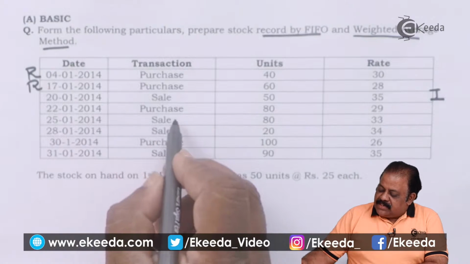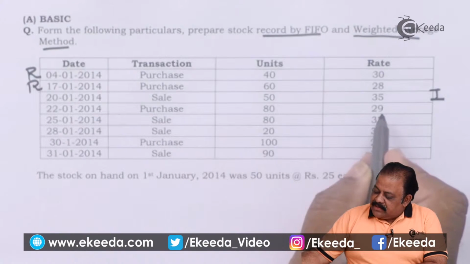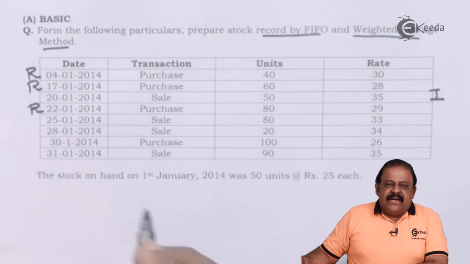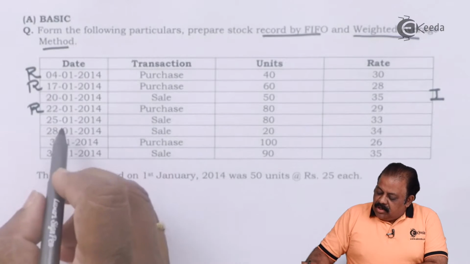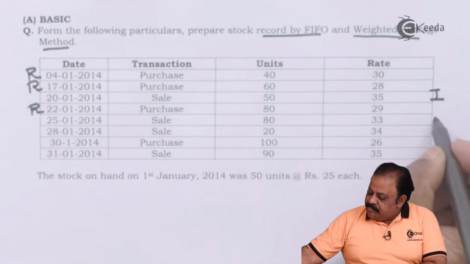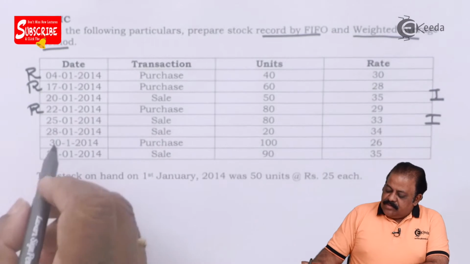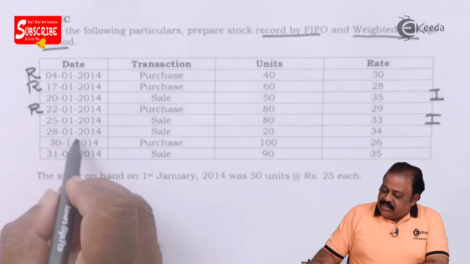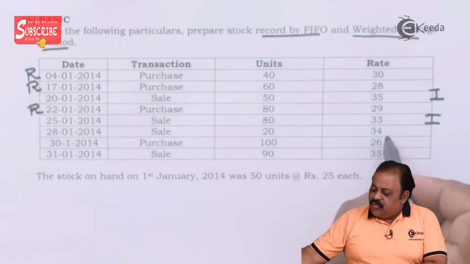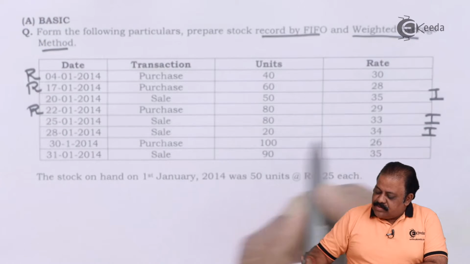On 22nd January purchase of 80 units at the rate of 29. This will be recorded as receipt. On 25th January there is a sale of 80 units at the rate of 33. It will be recorded as issues. On 28th of January there is again a sale of 20 units at the rate of 34. This will be recorded as issues.